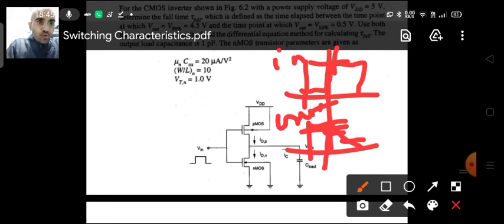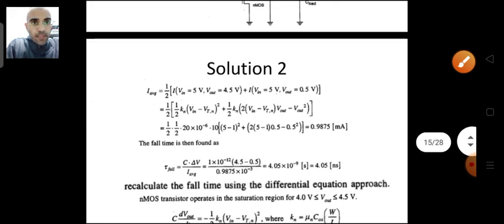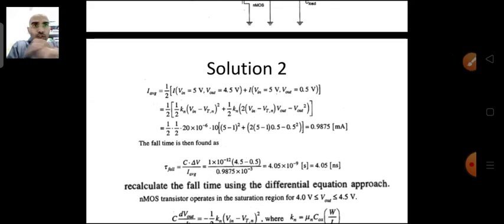Then later on, when the transition ends, your input remains at VDD, but your output reaches some other value. So it is say 10%. Okay, so you see this is what we have to see. This is what I wanted to explain to you. So you have to find the average of these two currents.